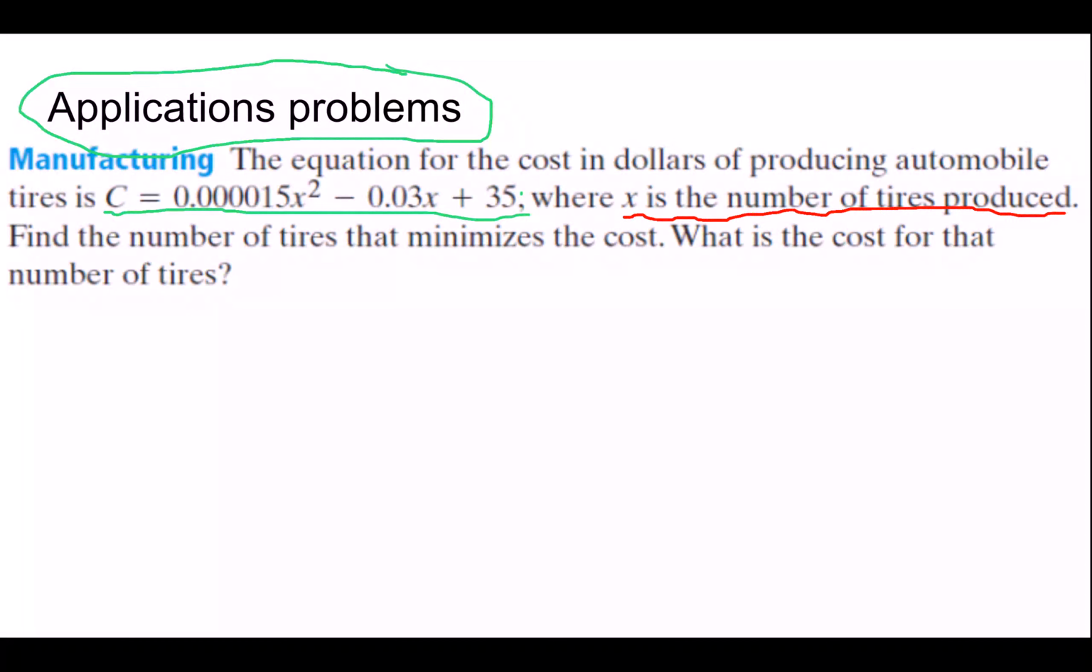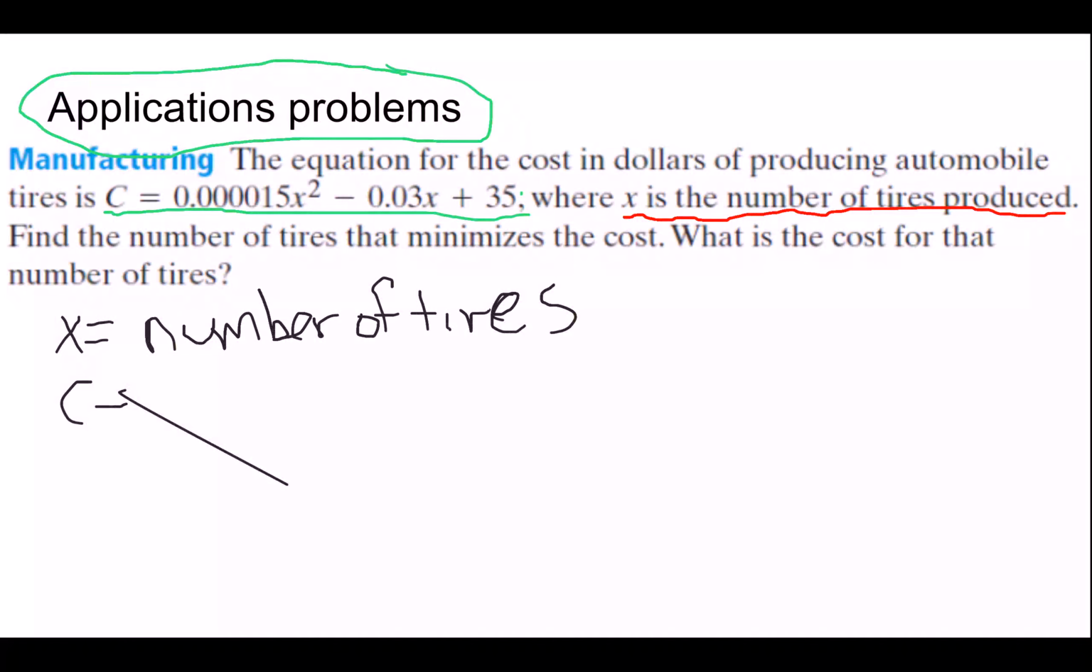So the first thing I am going to do is write down the two variables I just saw. So x is the number of tires. And C is my cost. Got a little crazy with the pen there, but C is my cost. Okay, so now we have those two variables.